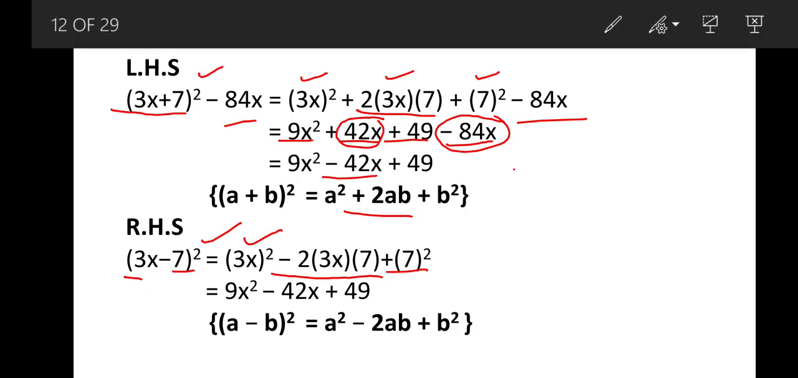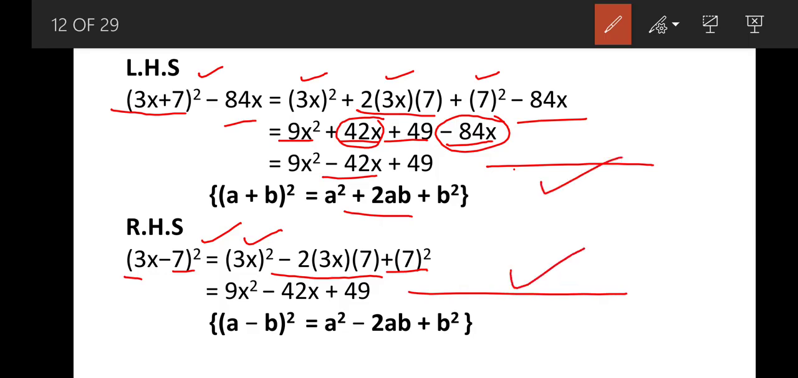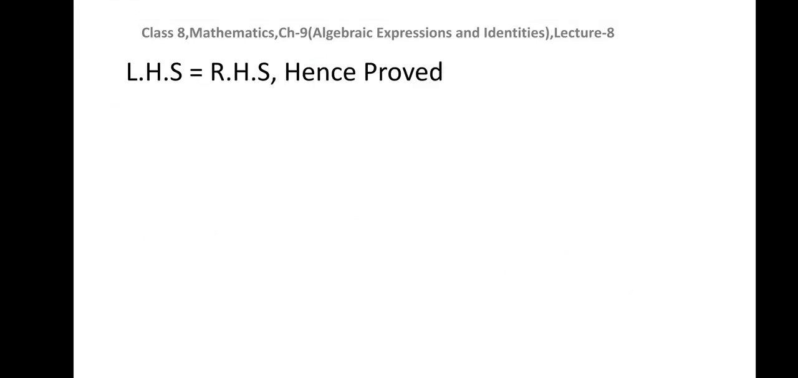I have used identity number 2. So from this you must have seen this is your left hand side, that is 9x square minus 42x plus 49, and this is your right hand side. These two sides are equal, hence verified or hence proved, because left hand side is equal to right hand side.